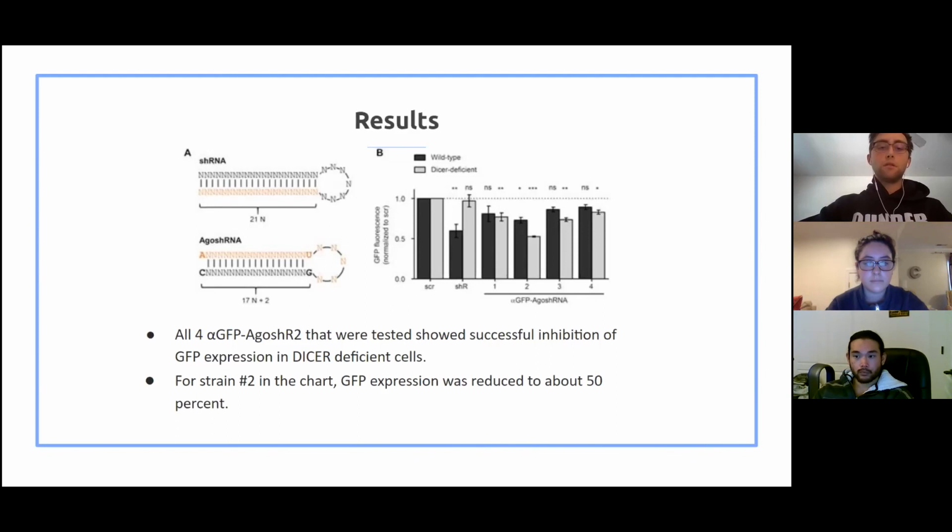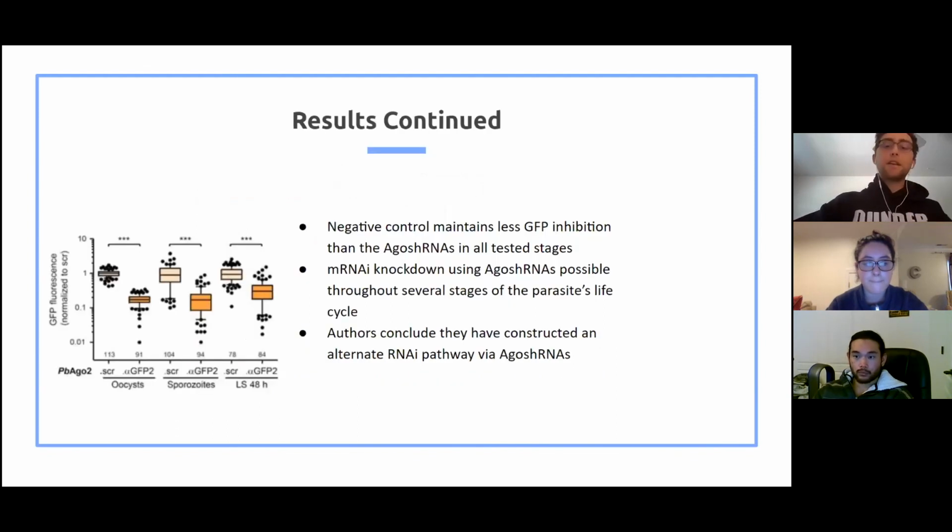And so the authors furthered their investigation by exploring the effectiveness of their new method of RNAi knockdown in P. berghei in different stages of the parasite life cycle. Here the negative control maintains less GFP inhibition than the AGO shRNAs in all tested stages. The RNAi knockdown using AGO shRNAs was deemed to be possible throughout several stages of the parasite's life cycle. Viewing the chart, we have the oocytes, sporocytes, and the later stage, 48 hours.